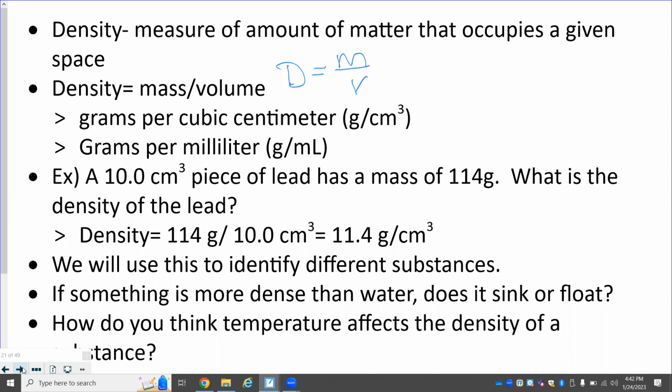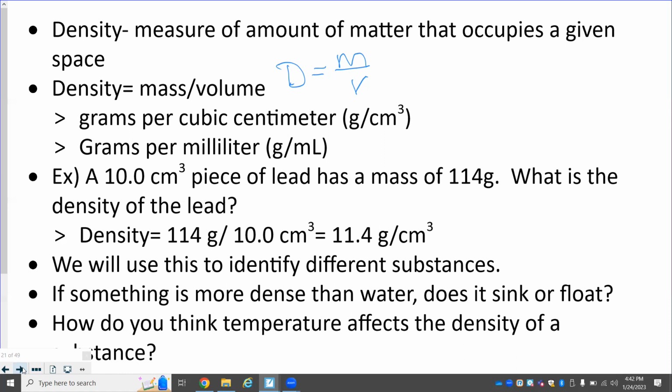So if it wanted to know the volume of lead and it gave you a mass, you can use the density on your reference sheet to help you find that. So we will be using this to identify different substances. And how densities are related, this kind of goes back to a little bit from earth science. But remember, if something is more dense than water, it will sink in water. So more dense substances will sink, they're heavier, whereas less dense substances will float.